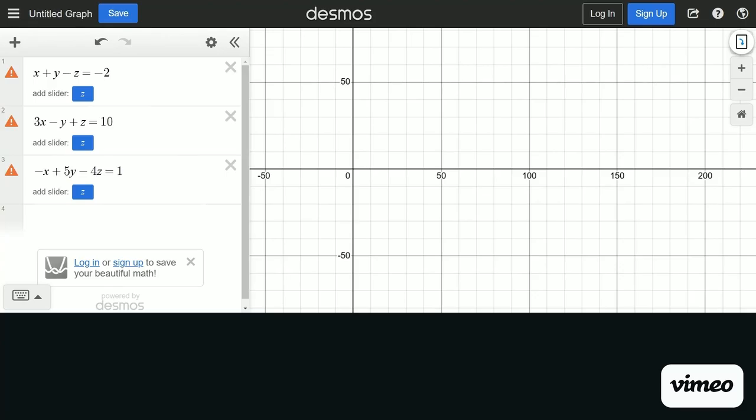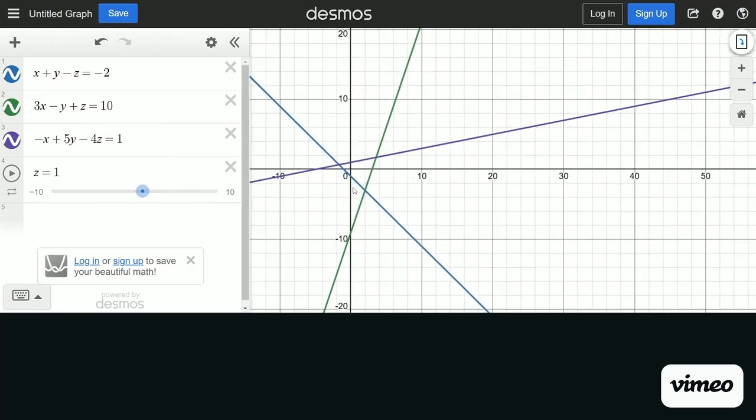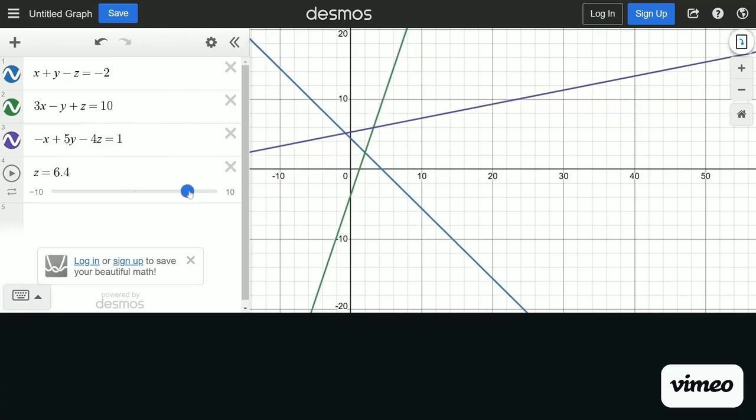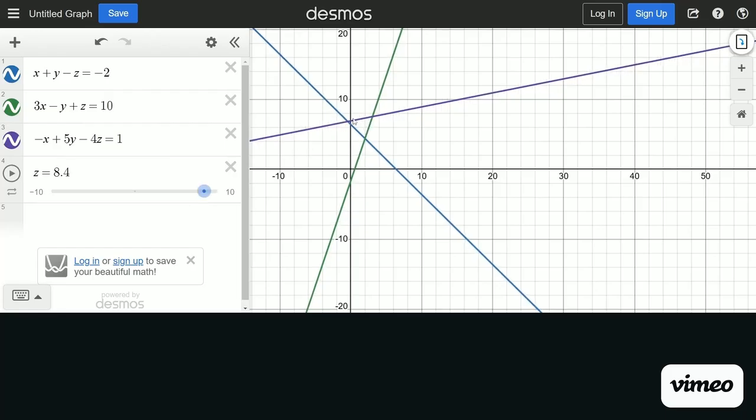But notice there's no graph. The reason there's not a graph is because the computer doesn't understand what z is. So that's why it says add slider. So we'll just go ahead and add that slider. Now notice here, I've got these 3 lines. I need to see where they all cross. So that's what I'm going to use this slider for. Notice how when I move the slider, it moves the graph, and this part is getting closer and closer together.